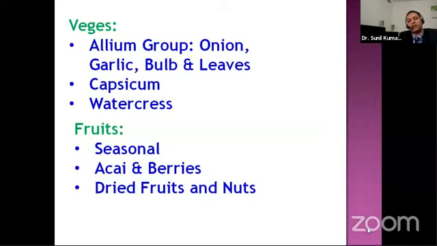So the second is fruits, seasonal fruits, and I like to focus on acai fruit and berries, which have fantastic functions, very much helpful for our immune function as well. And we all know about dried fruits and nuts.